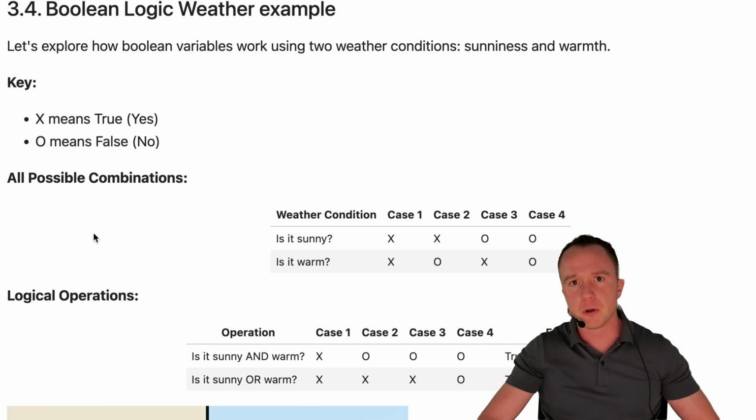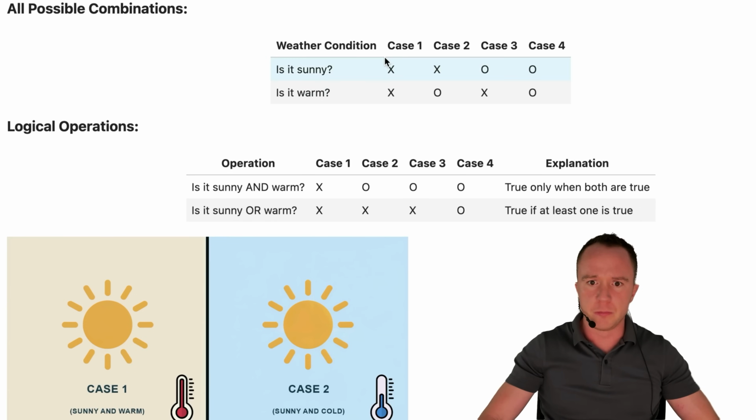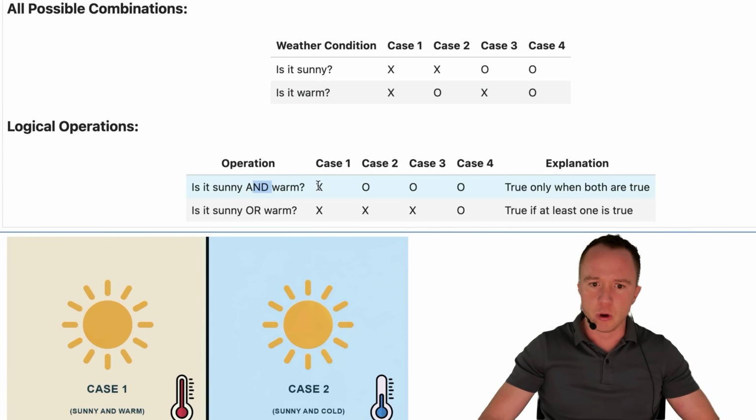To understand this concept a little better, I created two tables here and some graphic. So we have 4 different weather conditions, right? It could be either sunny and warm, it could be sunny but not warm, it could not be sunny but warm, and it could neither be sunny nor warm. So we have 4 cases to check for. Our logical operator AND will only be true if both of them are true. So only for case 1 will AND be true. And our OR operator will be true for cases 1 to 3, so as long as at least one of them is true. However, in case 4, when both of them are false, then the OR operator will go to the else statement.